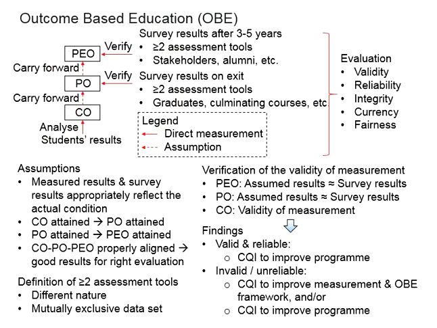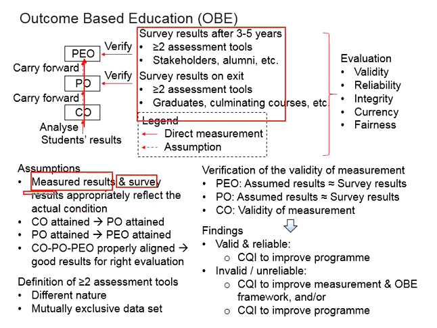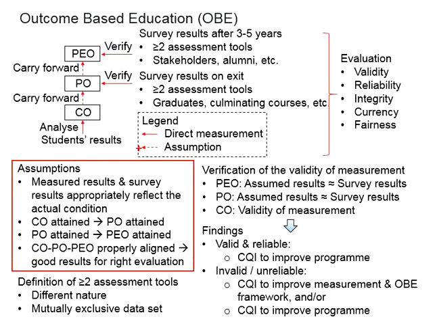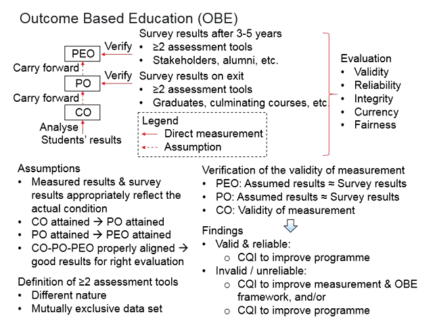Now, what you observe from the model here, these are the assumptions. We assume that the measured result, that means coming from this route, and the survey result here are appropriately reflecting the actual conditions. The second assumption, when CO is attained, the PO is considered attained. Third assumption, when PO is attained, the PEO shall be attained. We also assume that when CO, PO, and PEO are properly aligned, good result shall give you the right evaluations. These are the initial assumptions, and from time to time, we will need to review the assumptions, especially when we have all these results.